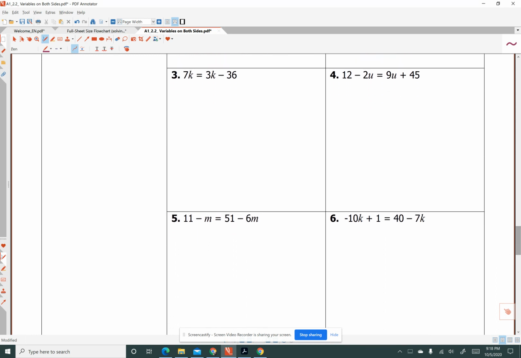7k equals 3k minus 36. The first thing I'm going to do here is subtract 3k from both sides. 3k minus 3k is 0, so I'm left with negative 36 on the right side. On the left side, I have 4k. K is being multiplied by 4, so I want to divide by 4. Whatever I do to one side, I'll do to the other. K equals negative 9.